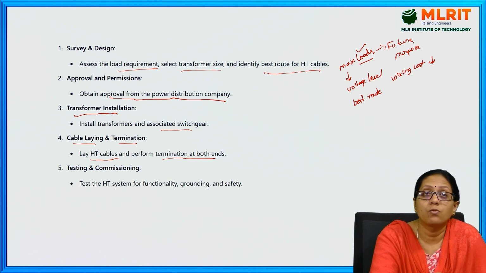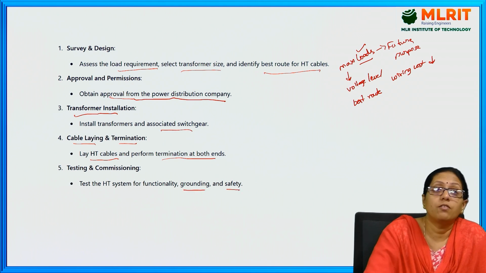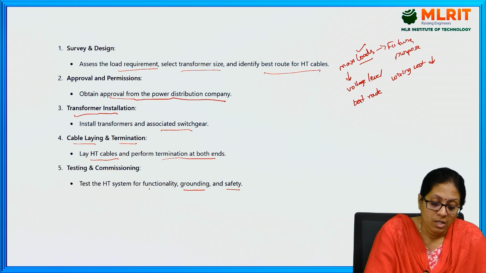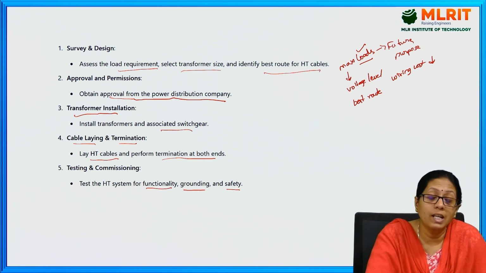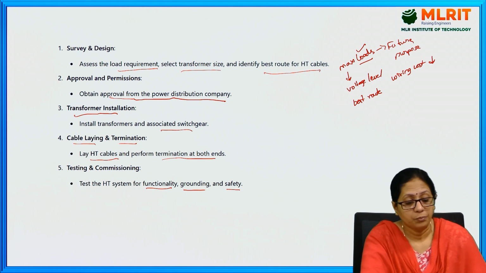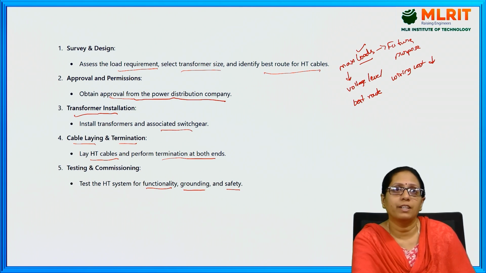installation of the transformer and after connecting the cables and terminating the cables to the different circuits, when the circuits are in a closed circuit mode, we need to test them beforehand, based on the grounding as well as for the safety purpose and to see the functionality of that particular system. So first, initially testing should be done. So these are the different steps to be followed for HT connections.